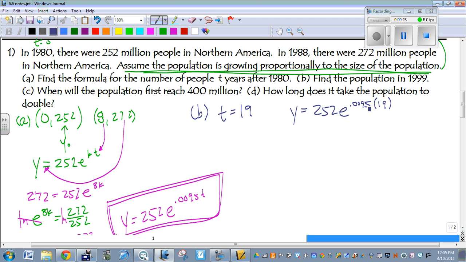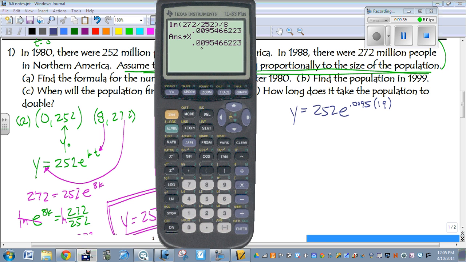Like I said in part A, we don't want to just use 0.0095. We want to use that whole decimal because that'll give us a more accurate solution. So if we go back, remember I stored 0.009546 and so on in for x. So when I put this problem in, I'm going to do 252 times e to the 19x. And the calculator is going to put this whole decimal, even past that, in the place of x. We should get 302.117.